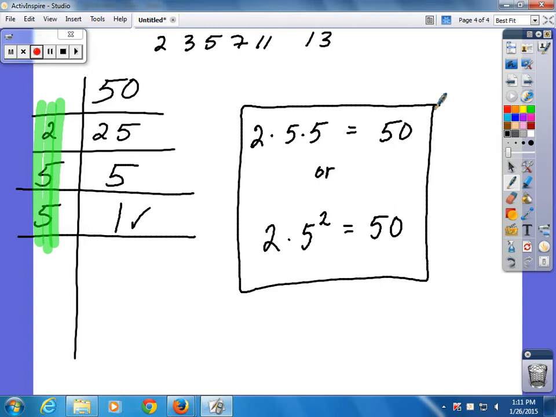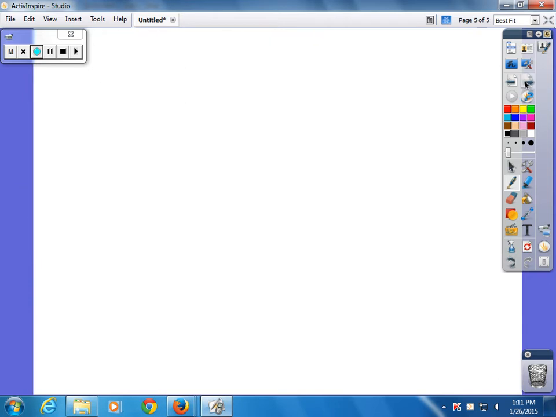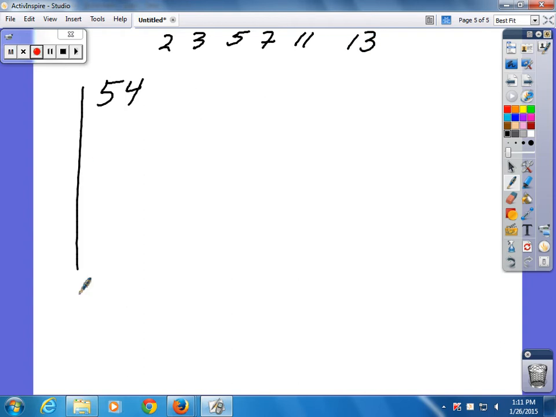All right, let's do another. Let's do 54. 2, 3, 5, 7, 11, and sometimes 13. Can 2 go into 54? Yes, 2 will go in. You can use 2, you can use 3. You can use whatever you want, as long as it will go into it evenly. I'm going to use 2 because 2 will go into 54 27 times.